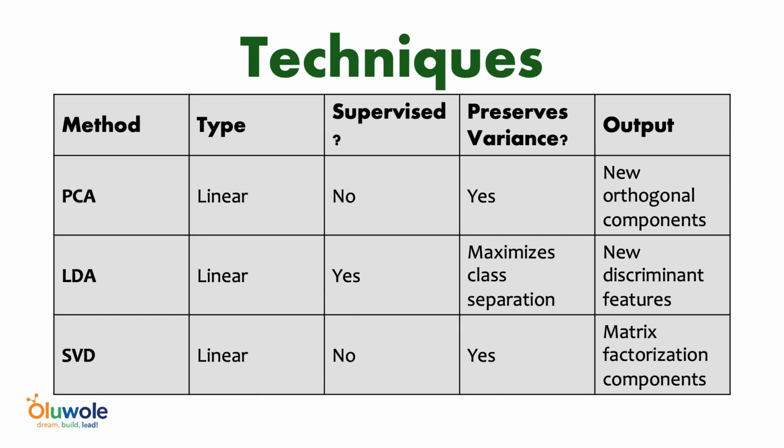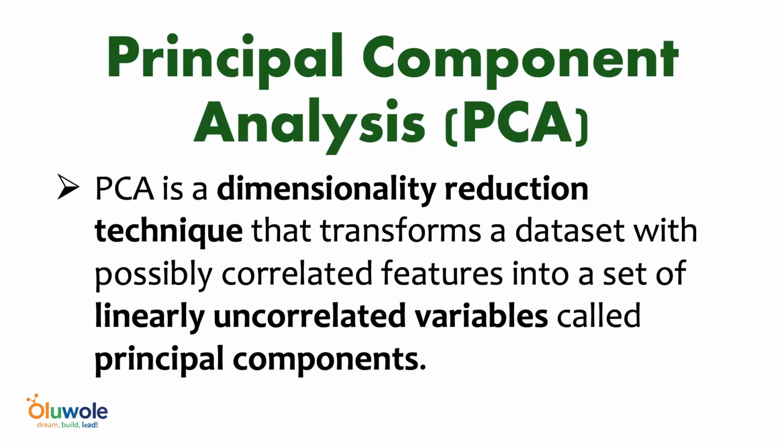I just made a table so that your brain can pick it back up later. Oh, somebody is even asking, you have learned something, what did you learn? So all these tables just help you to differentiate what they are doing. So let's start with PCA, Principal Component Analysis. What is Principal Component Analysis? It's a dimensionality reduction technique that transforms a data set with possibly correlated features into a set of linearly uncorrelated variables called what? Principal components.